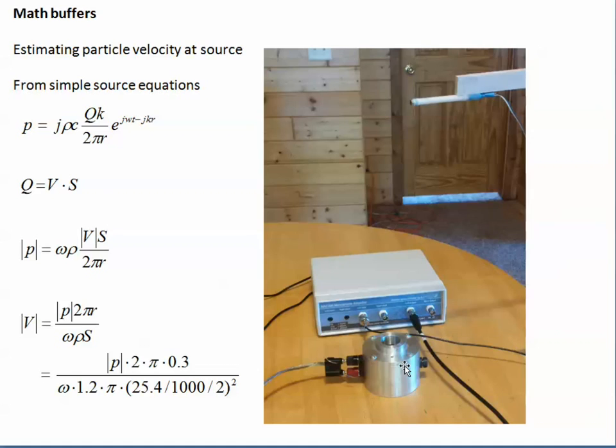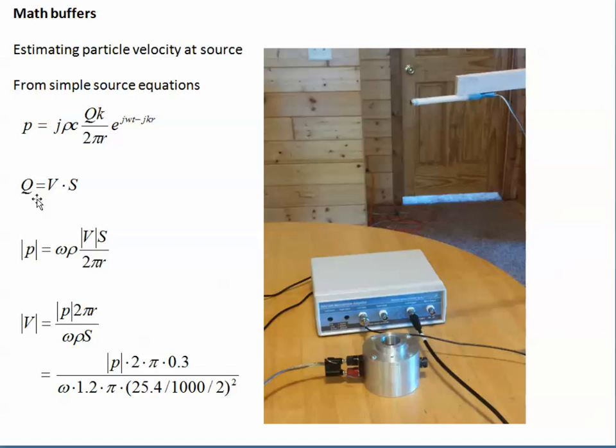We're just going to approximate this by assuming this is a simple baffled source. This is the spherical wave propagation formula for a simple baffled source. Q is the source term that has units of cubic meters per second. K is the wave number. Rho is the density. C is the speed of sound. R is the radial distance to your measurement point.